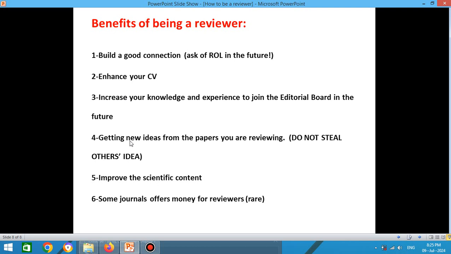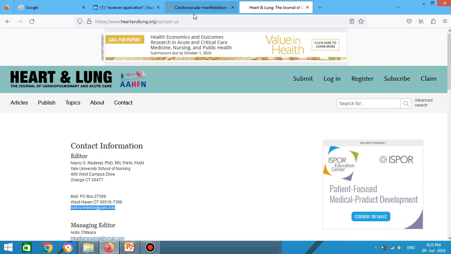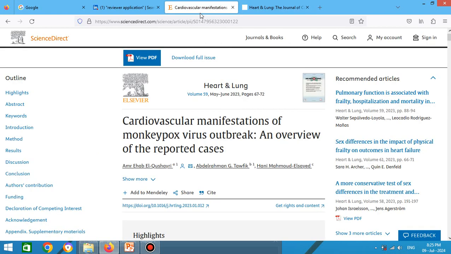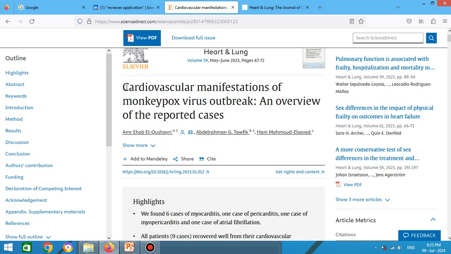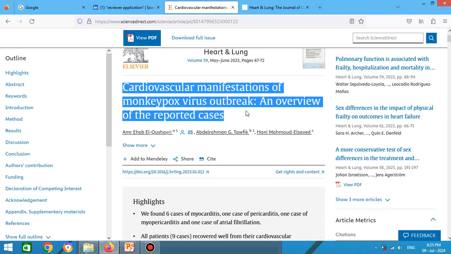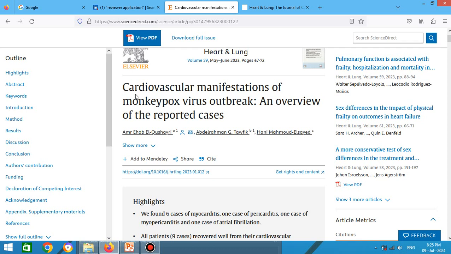The fourth, which is an important ethical point, is getting new ideas from papers you are reviewing. You should not steal others' ideas. How can you get an idea from a paper you are reviewing? If you are reviewing a paper like this, cardiovascular manifestations of monkeypox, you can make a paper about ophthalmic manifestations of monkeypox. However, you cannot perform the same idea, which is cardiovascular manifestation of monkeypox, that you are reviewing. This is unethical.